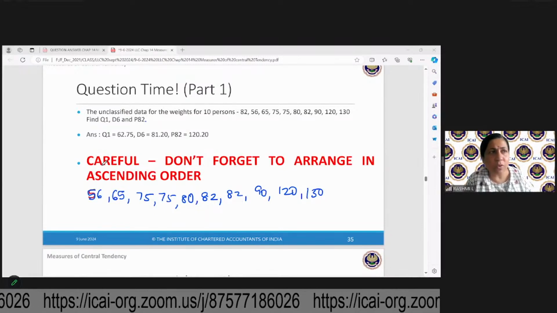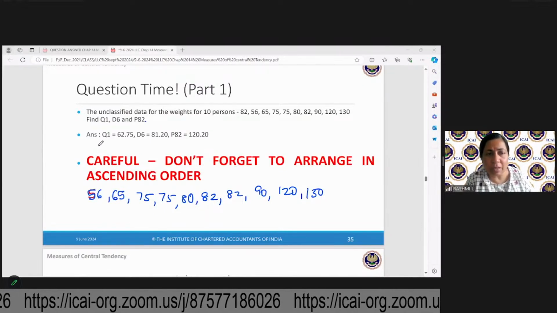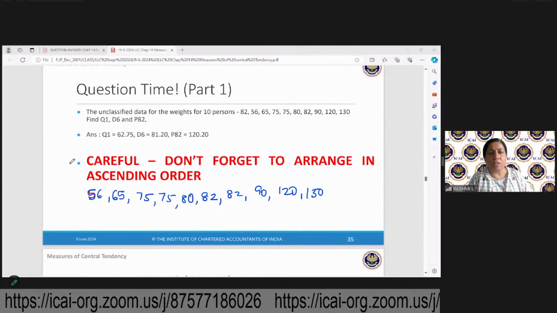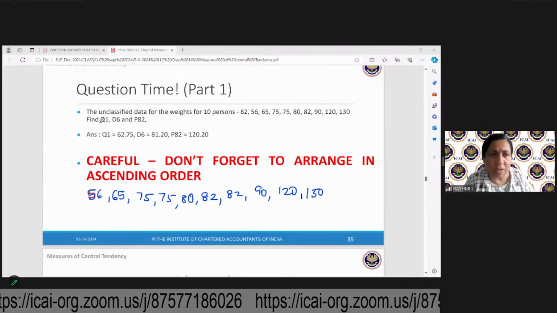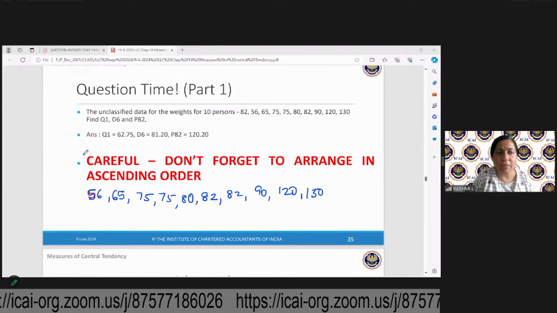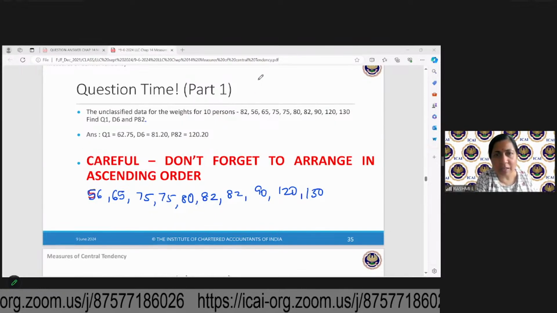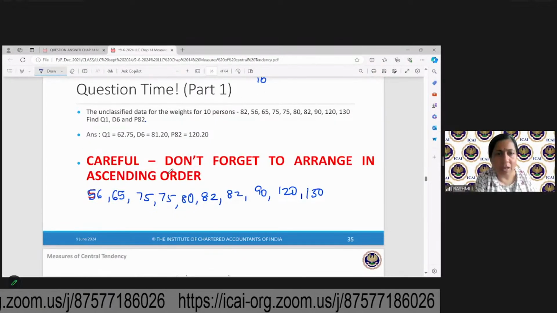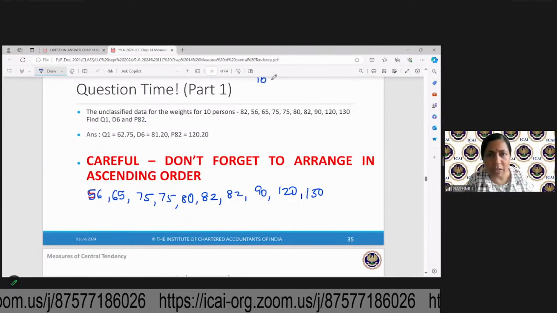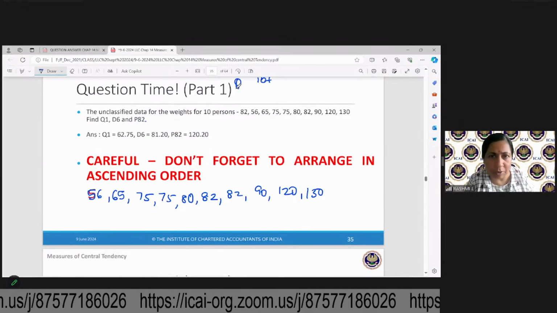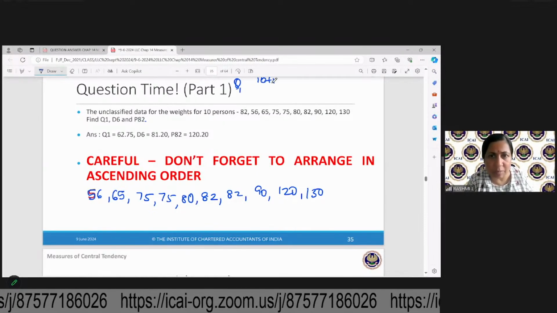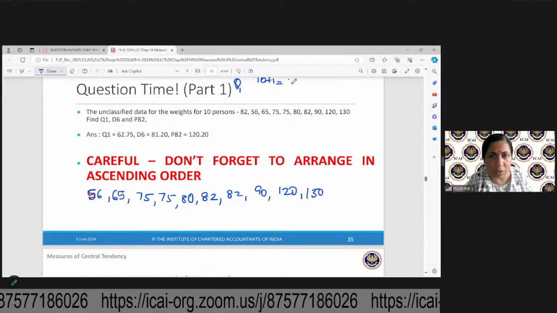I must use the formula N plus 1 times P. Now, what do I have? Q1. So, N plus 1 is how much? It is 10 plus 1, we are talking about Q1, which is equal to 11.